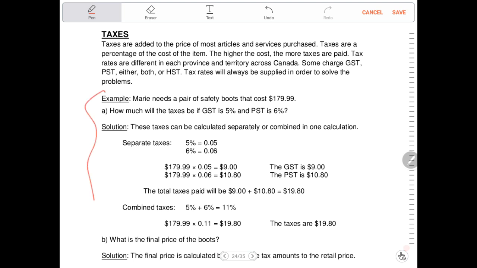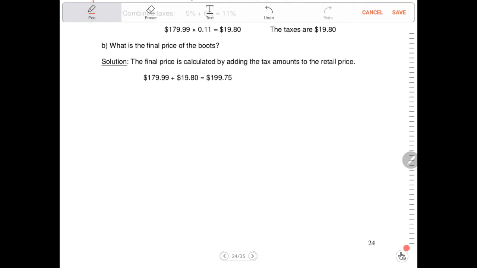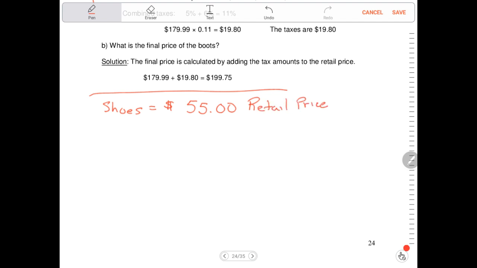Now, I am going to do an example for you, but I thought that was jumping into it too quick. So I'm just going to scroll down to the bottom of the page and make up my own. Let's pretend you go out and buy shoes, and the price of the shoes is, we'll say, $55. That would be the retail price. So what would you have to pay? First of all, we are in Alberta, and in Alberta, we only have GST. The GST rate in Canada is 5%. So in other words, we are going to add 5% to the retail price.